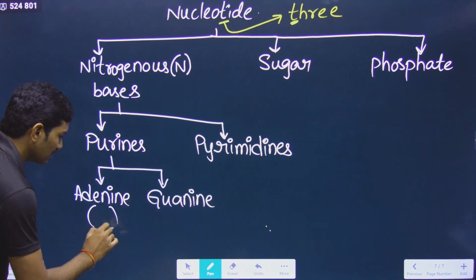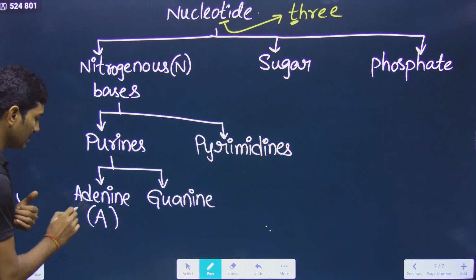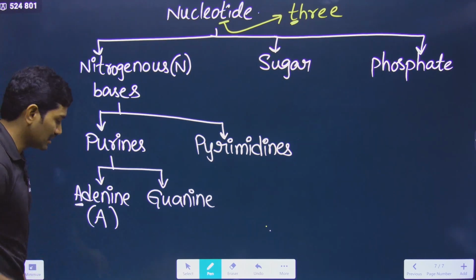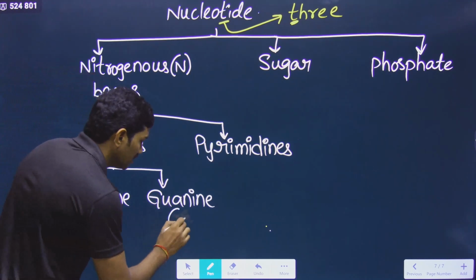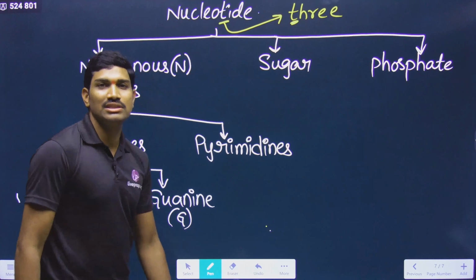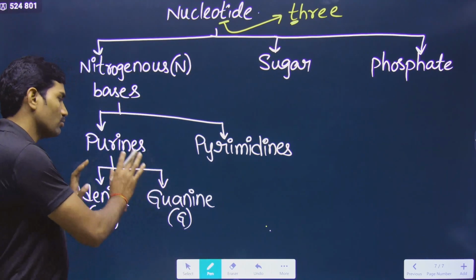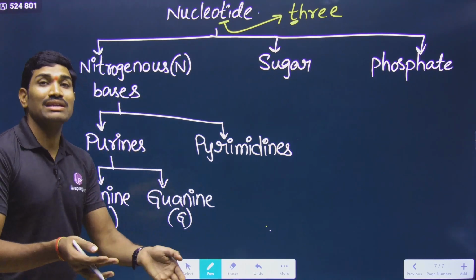For adenine, the standard abbreviation is A. For all these things we are using the first letter. For adenine, A. For guanine, we are indicating with G. That's it. So these are the two types of purines that we are observing in the nucleic acid.